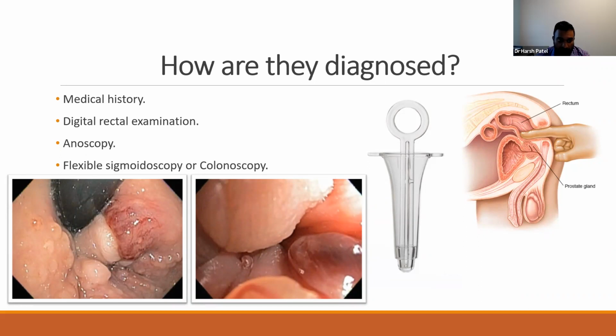And then lastly, a flexible sigmoidoscopy or a colonoscopy, which is an endoscopic procedure where we can actually visualize the hemorrhoids. The image here to the bottom left is an image of the rectum looking back at itself. Here you can see a little bit of inflammation. This is what we call internal hemorrhoids. This delineation between the white and the red is the dentate line. And on the other hand, this image here to the right is a depiction of external hemorrhoids.